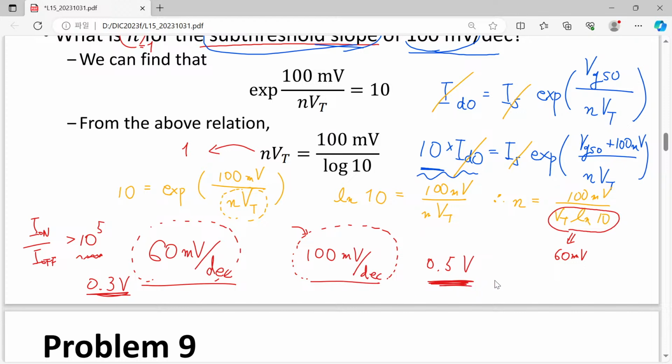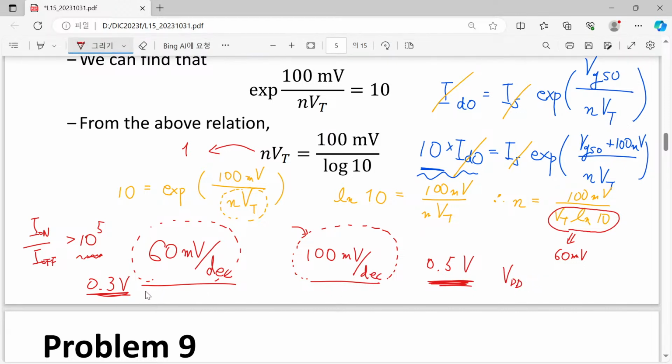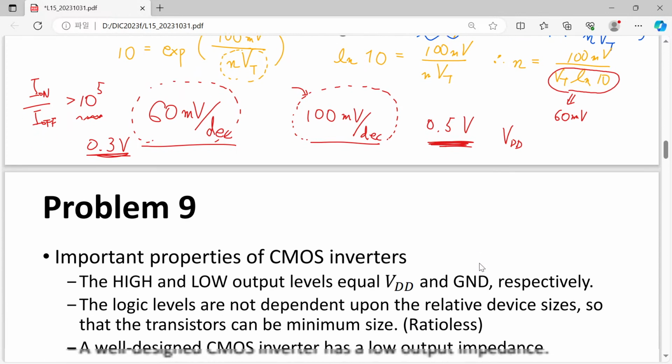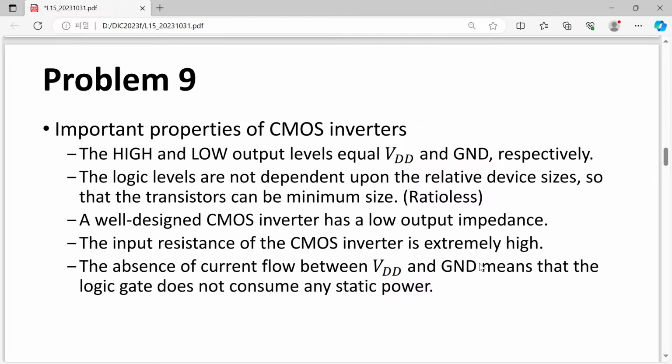So in this case, you cannot reduce your VDD any further. And if you have a better subthreshold slope, then maybe you can try to reduce your VDD value. That is critically related with your power consumption. We will see it in today's lecture. And now let's go to problem number 9.